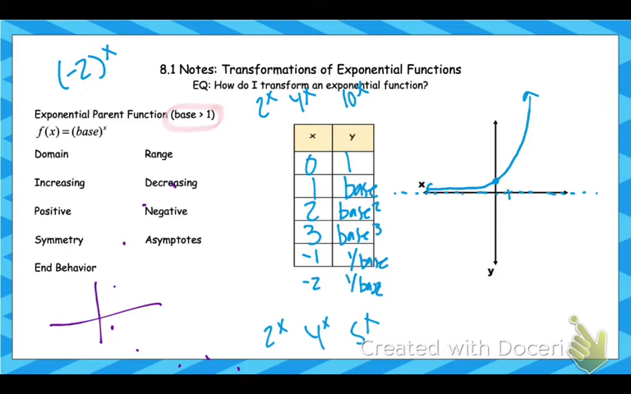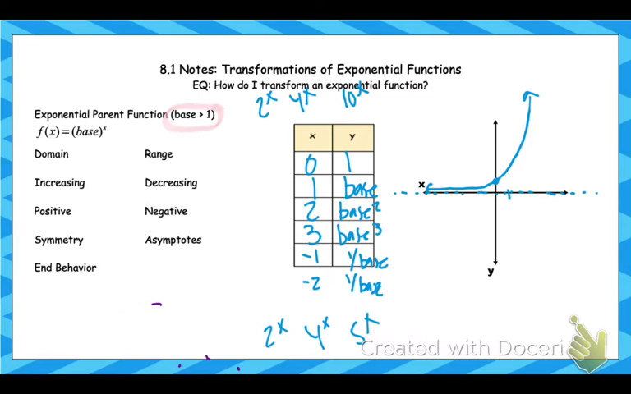Even worse than that, think about what would happen if I used a fraction. If I said this was negative 2 to the 1/2 power, now I'm taking the square root of negative 2. Well, that's not possible. It's not a real number. What if I did negative 2 to the 1/4 power? Again, it's an even root of a negative. I can't do that. So there's going to be a ton of values on this graph that actually don't even exist.